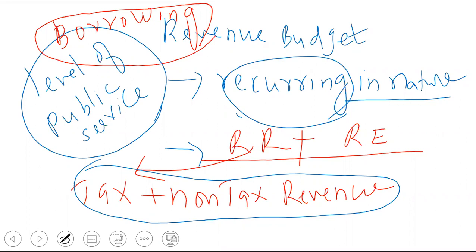You have studied this in module number 2. Government gets the income by way of tax revenue and non-tax revenue. What all things are included in tax revenue? Direct tax and indirect tax.